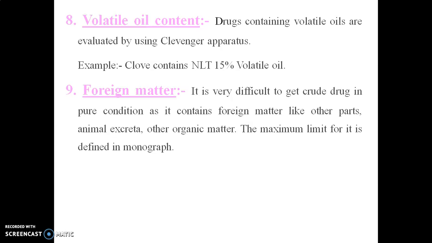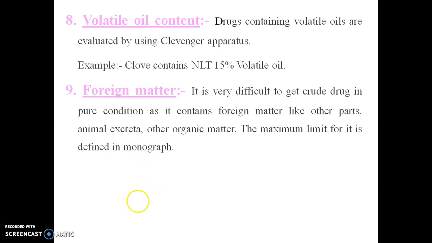The eighth one is volatile oil content. Drugs containing volatile oils are evaluated by using the Clevenger apparatus, where the clove oil contains not less than 15% of volatile oil. So this method is generally used for the drugs which contain volatile oils.